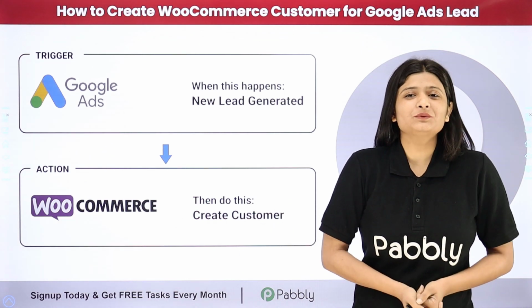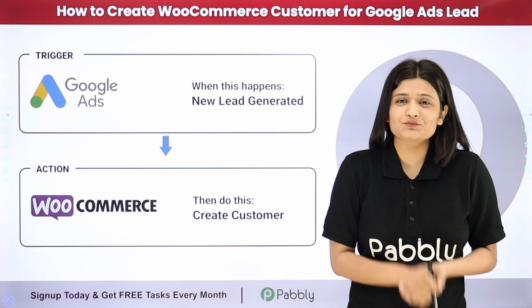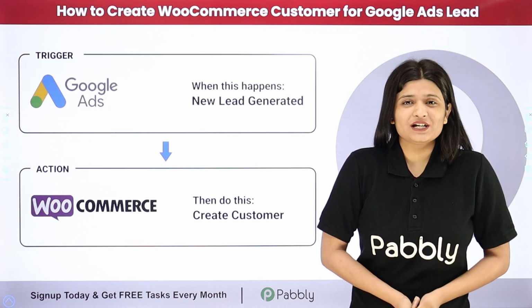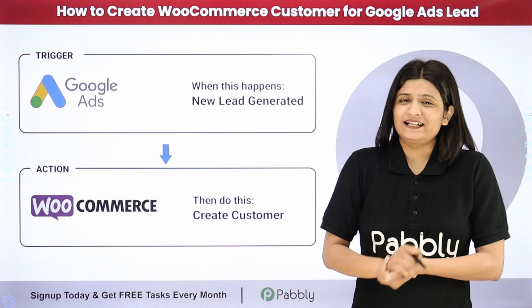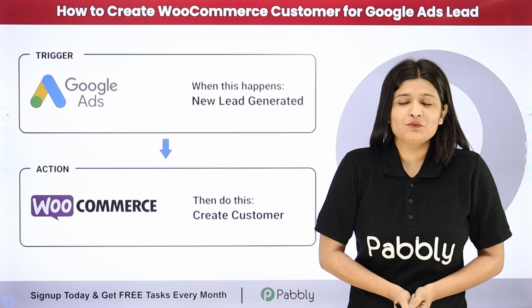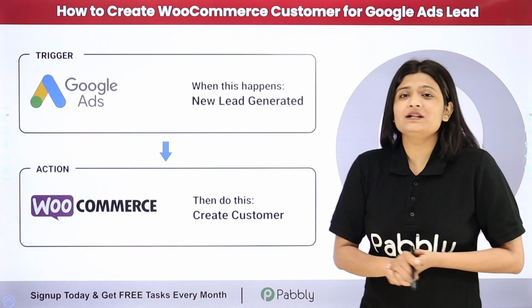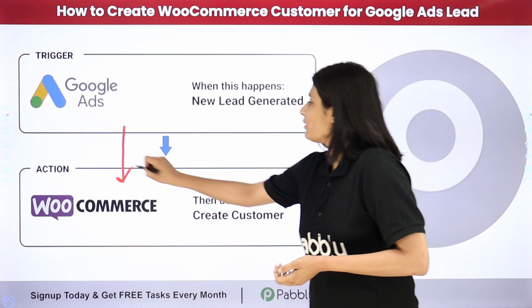Now doing this manually will be a very time consuming task, so I am going to completely automate this process, and to do this automation I am going to use Pabbly Connect. Pabbly Connect is an amazing automation and integration software which requires no coding or programming skills. Here I just need to build a connection between Google Ads and WooCommerce.